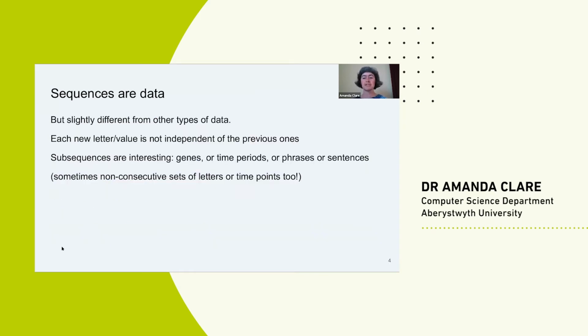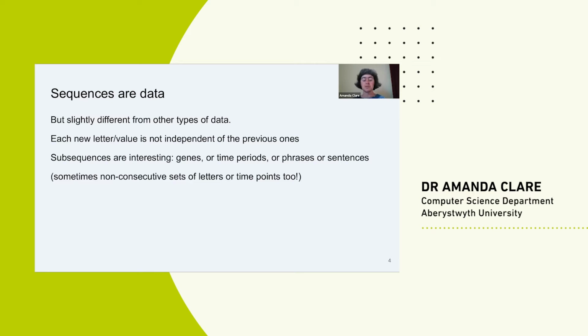So sequences are data too, but they're slightly different from your standard machine learning type of data. And mostly this is because each new letter or value is not independent of the previous ones, but definitely dependent on the previous ones. And it's that dependency that makes the analysis of these things interesting. And it turns out that in so many examples, it's subsequences that are interesting rather than individual letters.